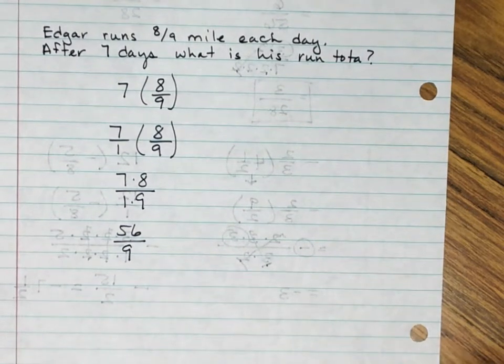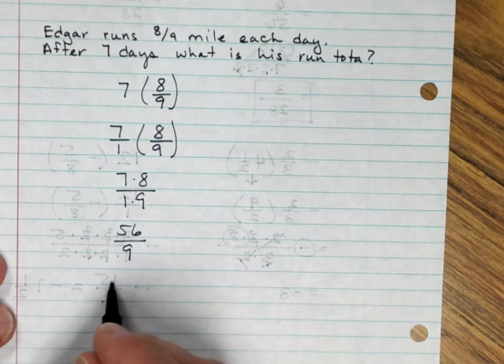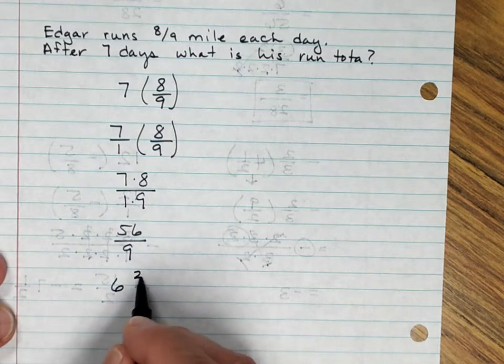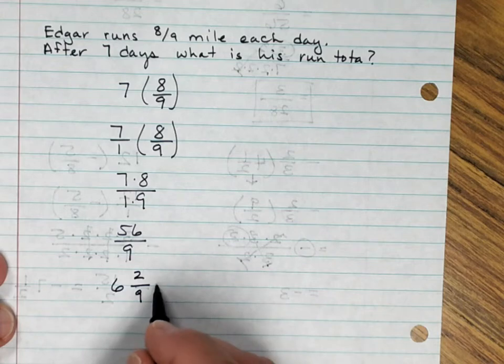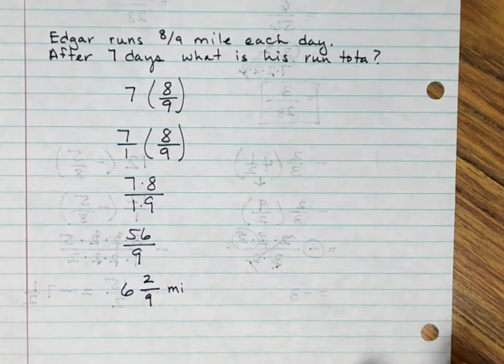But this isn't a form of measure, so we need to change this improper fraction to a mixed number. So 9 goes into 56 6 times. That's 54. 56 minus 54 is 2, with that 9 as our denominator. So Edgar ran 6 2/9 miles for a total in 1 week. Excellent.